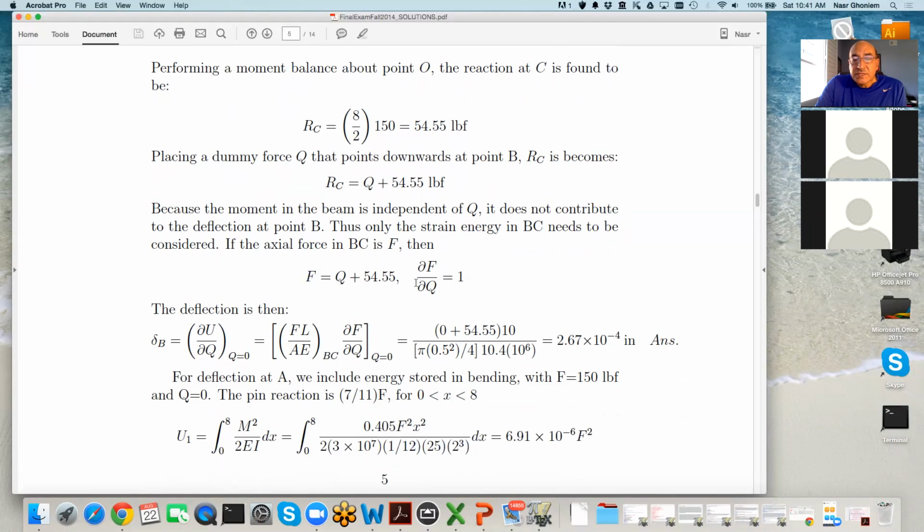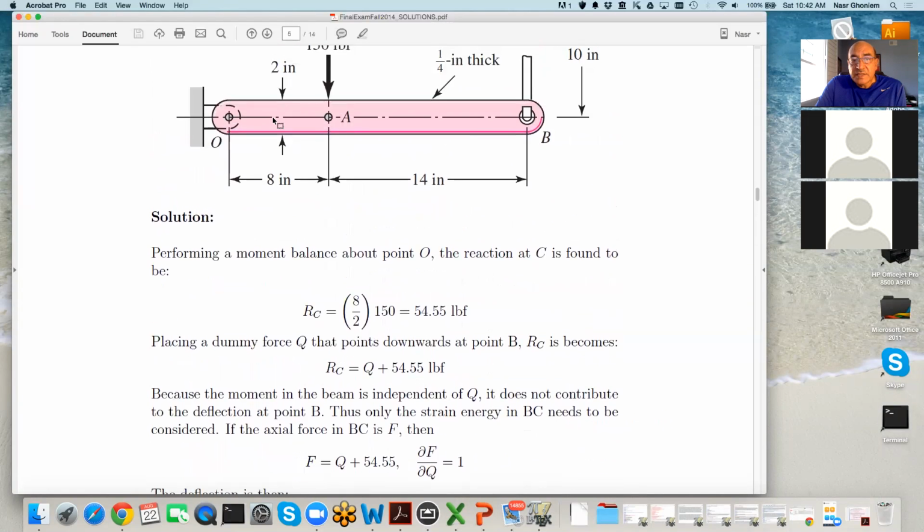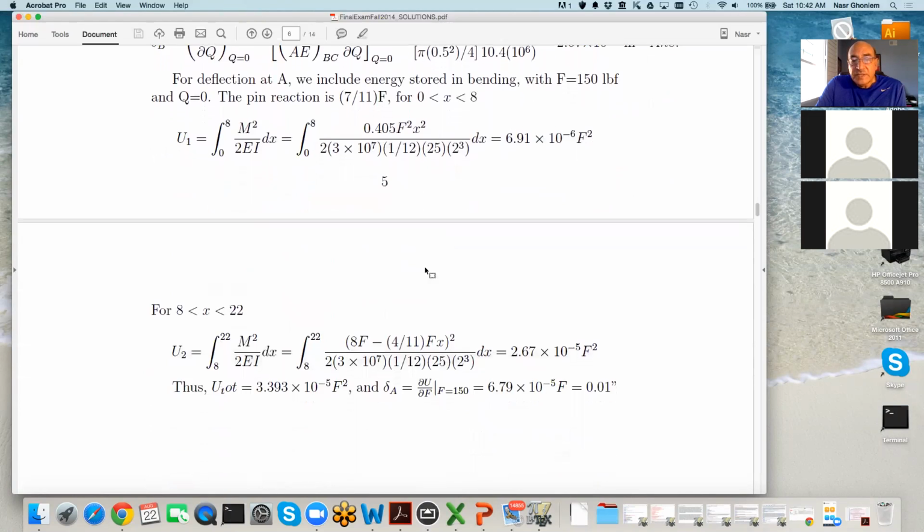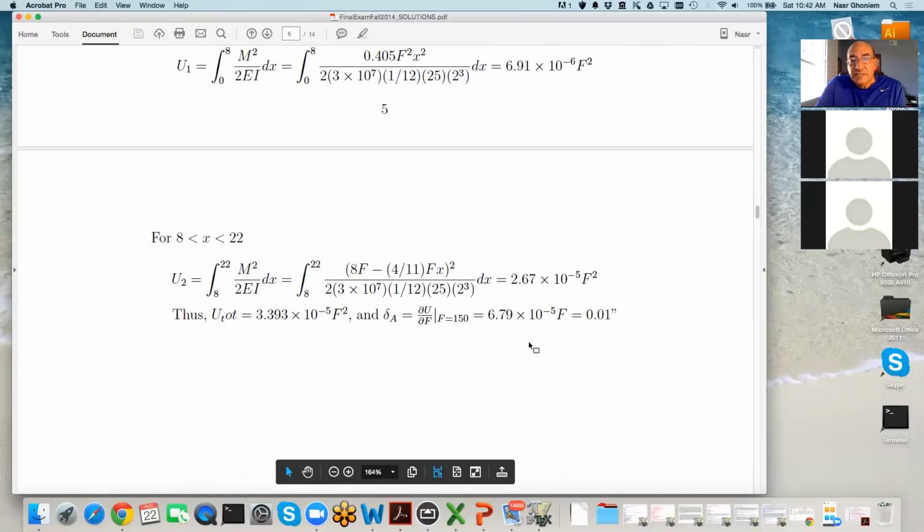So they have the force here, and when you take the derivative with respect to Q it is 1. So it didn't depend on the applied force, and we got a deflection base, as you can see here. But the energy parts, OA and AB, are bending, so they depend on the force F squared. When you take the derivatives, they remain depending on the force F. So as you increase F, you get higher deflection at that point.